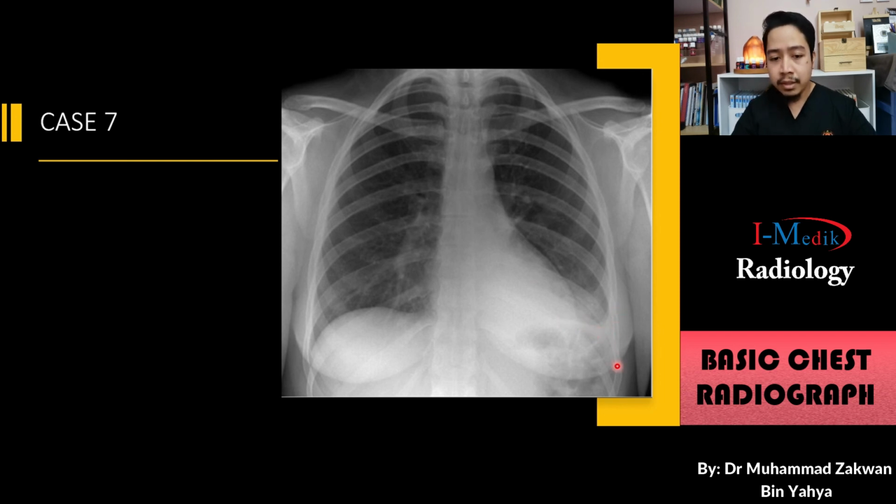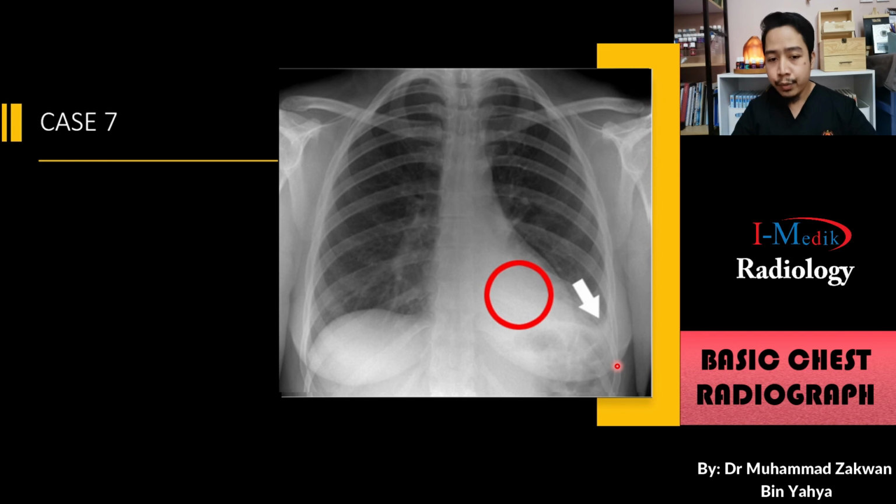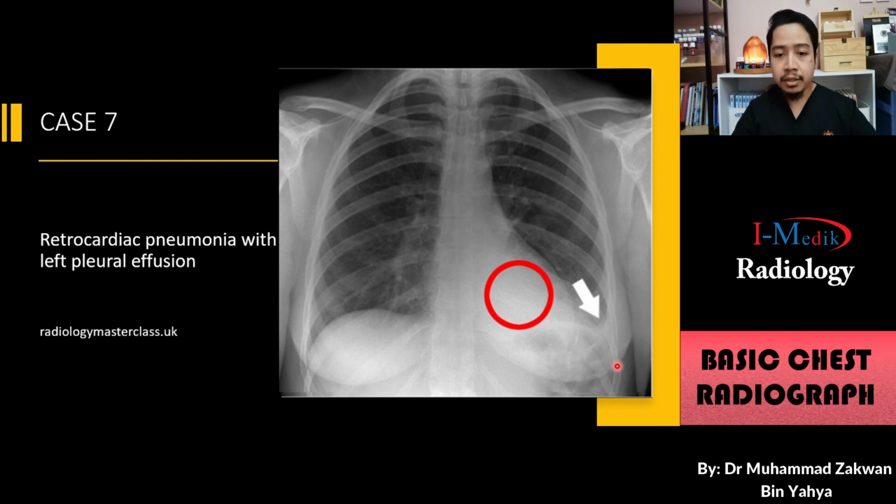Okay, so this is a case of retrocardiac pneumonia with left pleural effusion. Remember the hidden area number 2, the retrocardiac region. Now we look at the diaphragm.